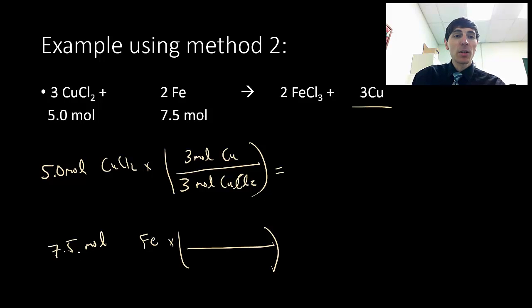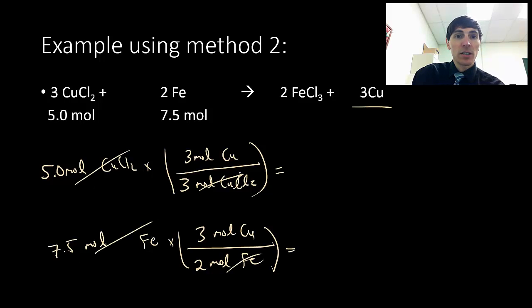We're going to say, in a perfect world, if all my iron was able to react, how much product can I make? Think back to the s'more idea. How many s'mores can I make? So I can make 3 moles of Cu for every 2 moles of Fe. So I'm going to go ahead and punch this out.